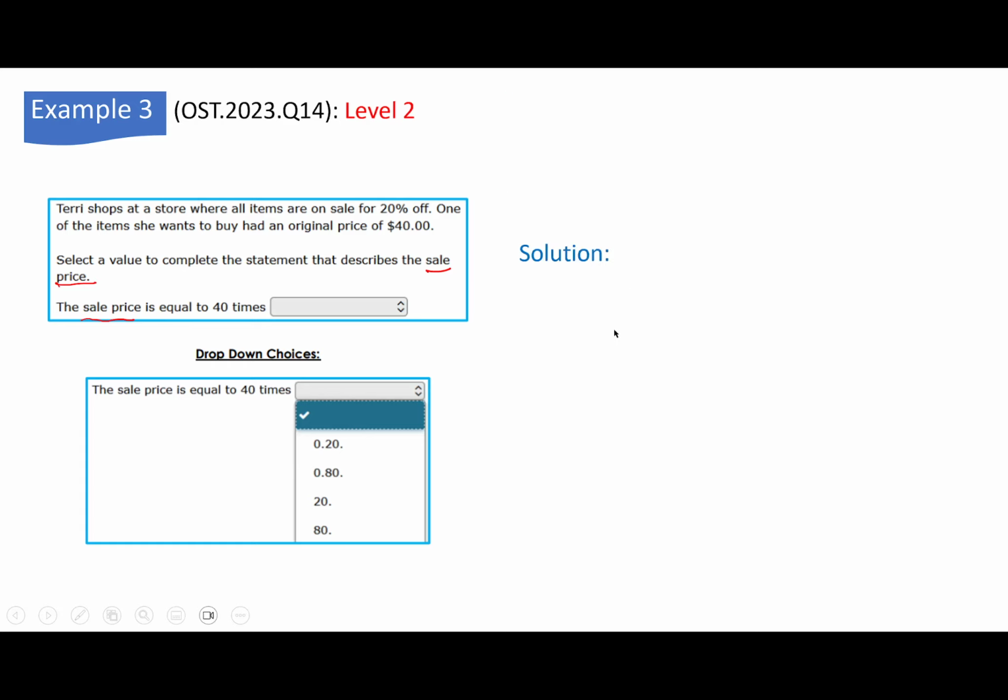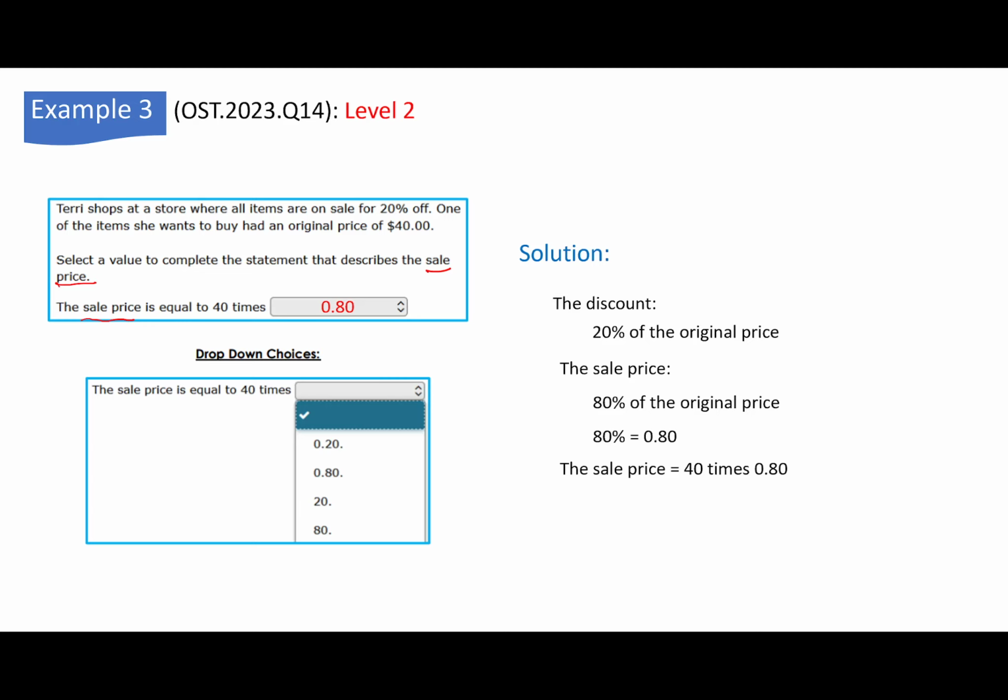So here's what we can do. The discount, what is the discount? Discount is 20, it's the 20% off, right? 20% of the original price, that's the discount. Then the sale price would be 80% of the original price, and 80% happens to be 0.80. Then the answer will be the sale price, 40 times 0.80. So that would be the good answer here.